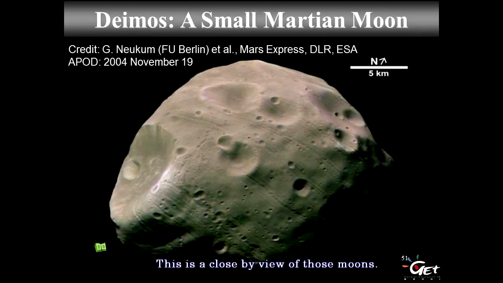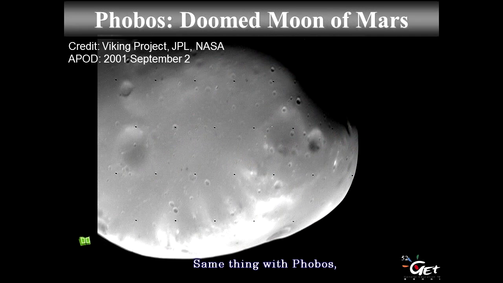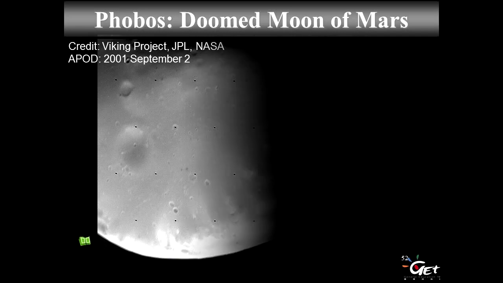This is a close-by view of those moons. They are very small. Look, this is 5 kilometers. Deimos is something like 20 kilometers in diameter. They are not even round, they have ellipsoid shapes. There are lots of craters, impacts happening even on small scales on those moons, but nothing more to say about it. And same thing with Phobos. It's a bit bigger, but still a very small piece of rock.